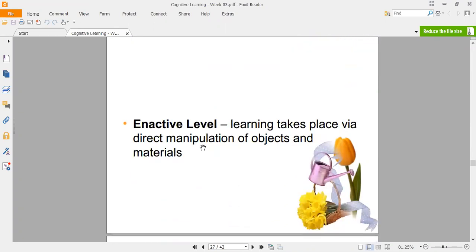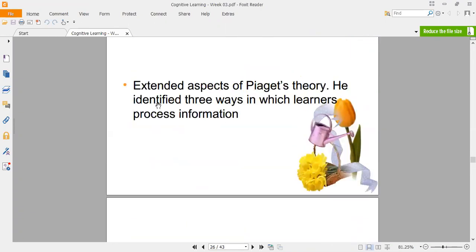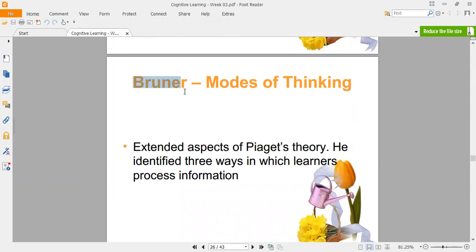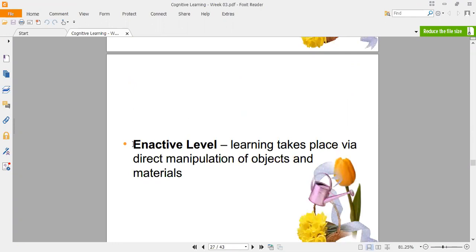Rather than Piaget's, he came up with other developmental stages. He enhanced Piaget's theory with the enactive level, where learning takes place via direct manipulation of objects and materials. That's why we are talking about smart classrooms, let them do their own work. And also, why in grades 9, 10, 11, in the science class, do teachers most of the time bring the kids to the lab? For hands-on experience.